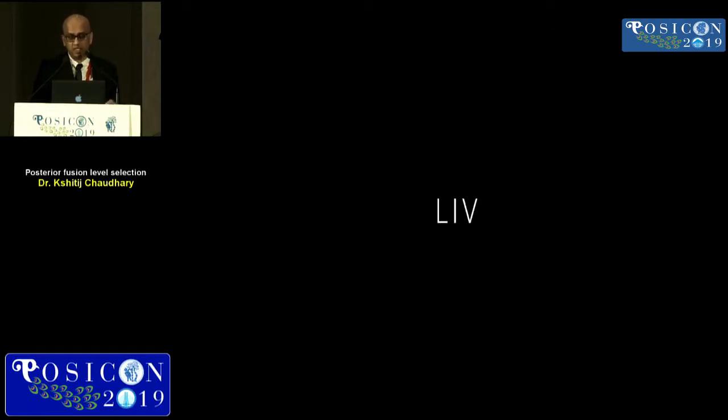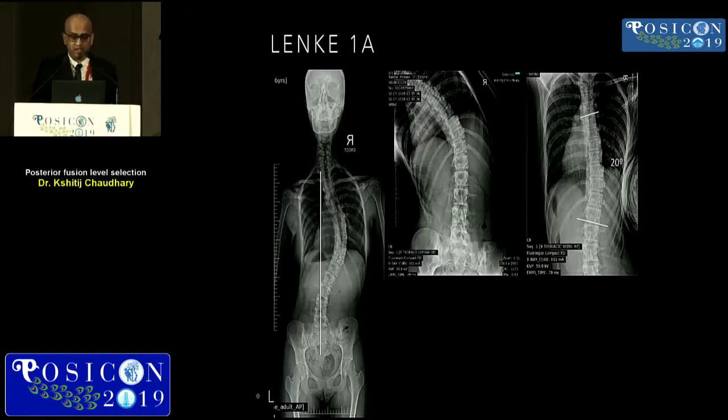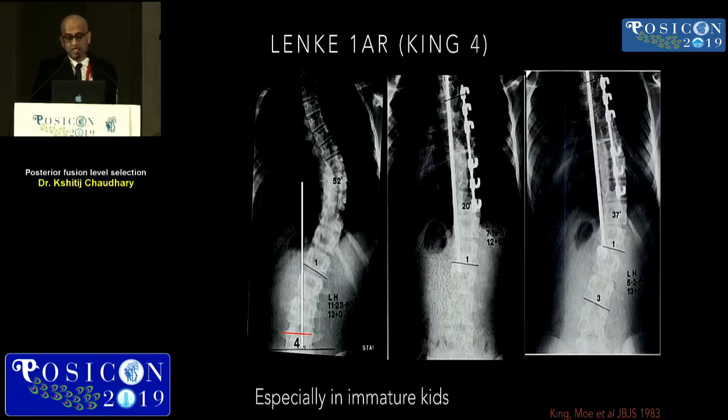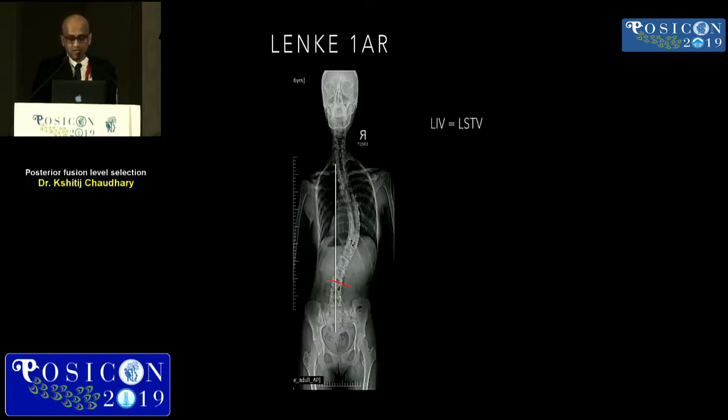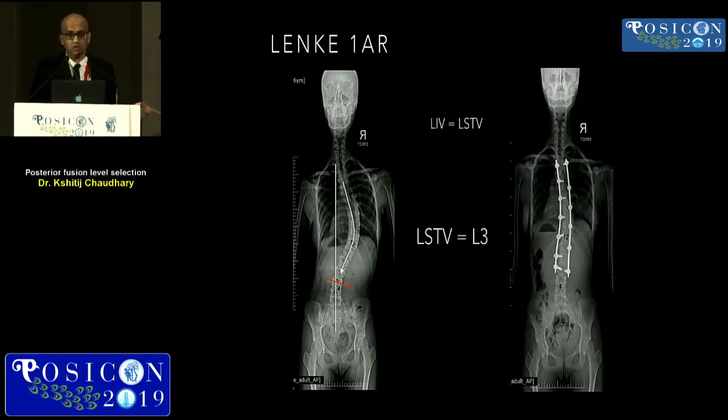So let's see how this applies to selecting the LIV. So this is a Lenke 1A curve. You can see that on the left bending, it is tempting you that the lower instrumented vertebra could be higher, but notice where the L4 is. The L4 is tilted to the right side, and we have known since 1983 that fusing short on these kind of curves risks an add-on. So that's why the recommendation for a Lenke A1R curve or a King's 4 curve is the LIV, that is the last substantially touched vertebra to the central sacral line, which in this case is the L3, and that's why the fusion goes down to L3.